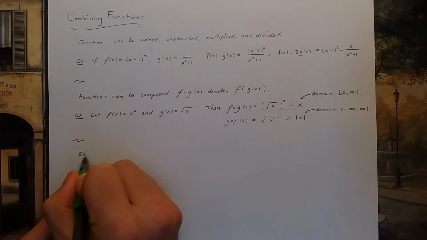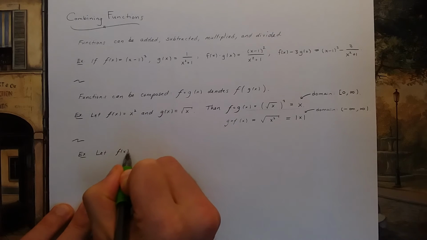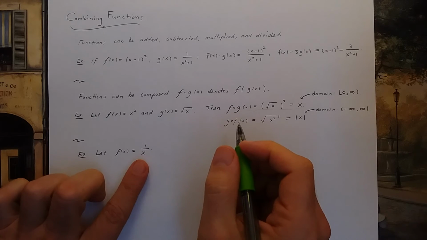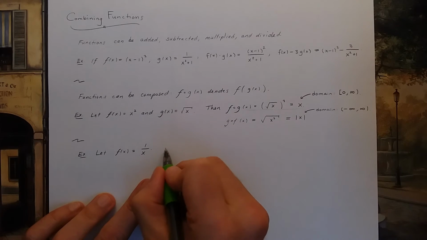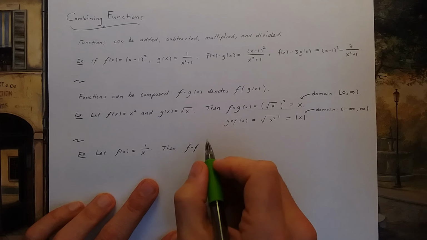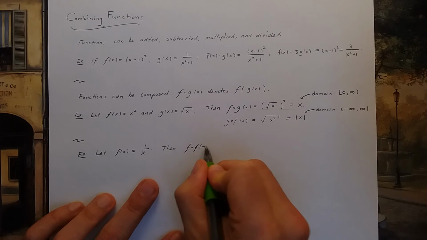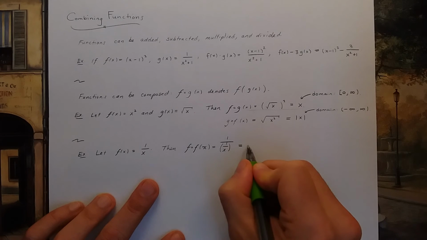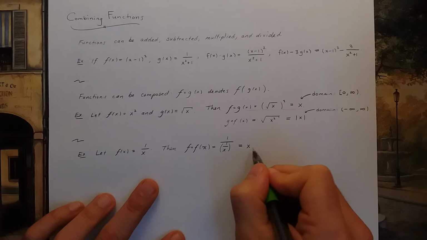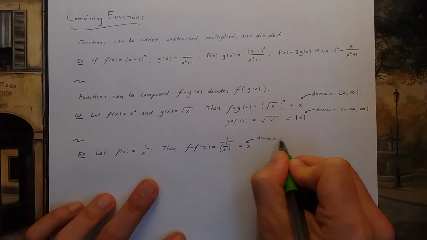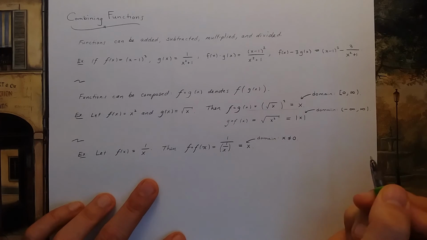Let's do another example. Let f of x be the function 1 over x. The domain of this function is all numbers that are not 0. Then I can compose a function with itself. So f composed with f of x is equal to 1 over x plugged into 1 over x. If you simplify the fraction, you just get x. So again, it looks like the function x, and it almost is, but the domain is all values x that are just not equal to 0.